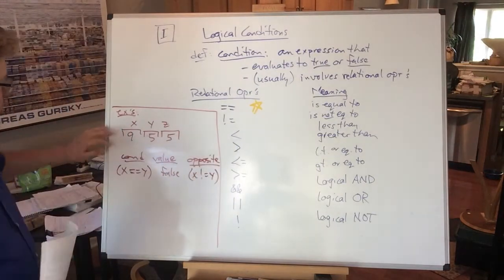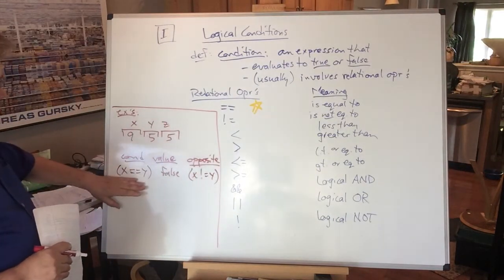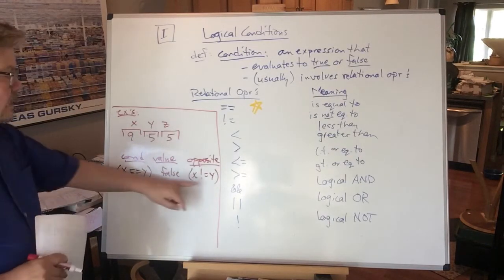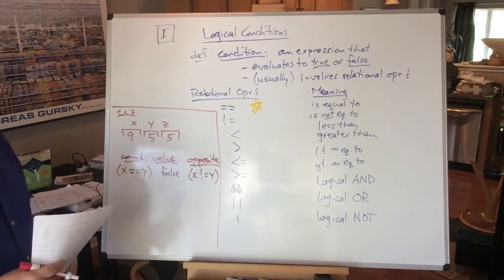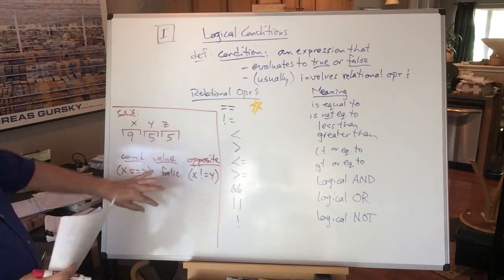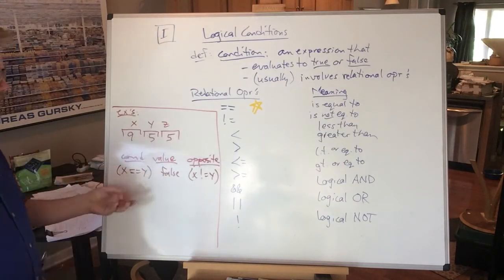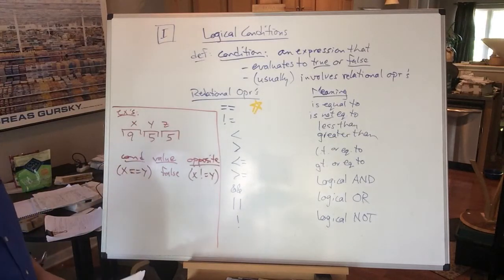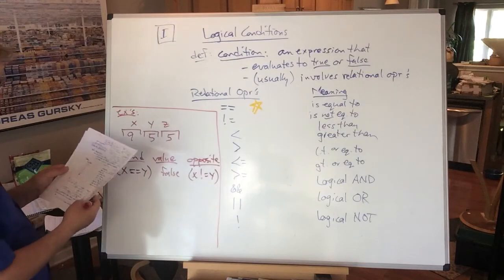Now, independent of the current values of x and y, if this condition is true, then that one has to be false. If this one's false, then that one has to be true. And that's what's meant by logical opposite. It means it's opposite in its logical value based on the logical form of the condition and not because of the current values of the variables.